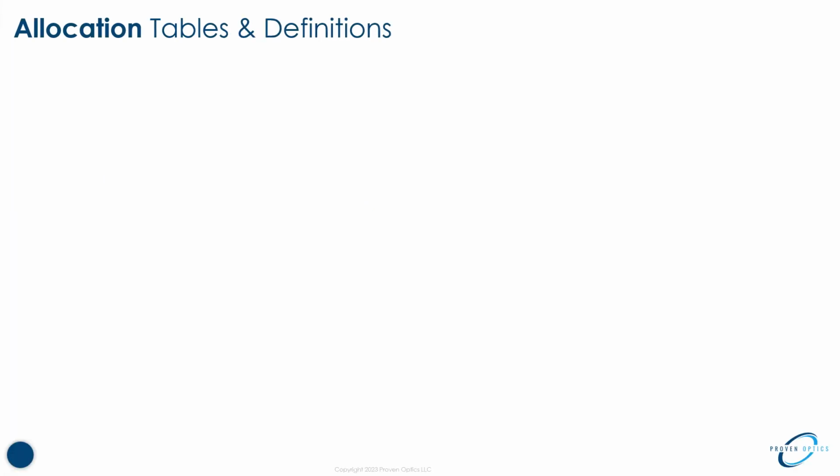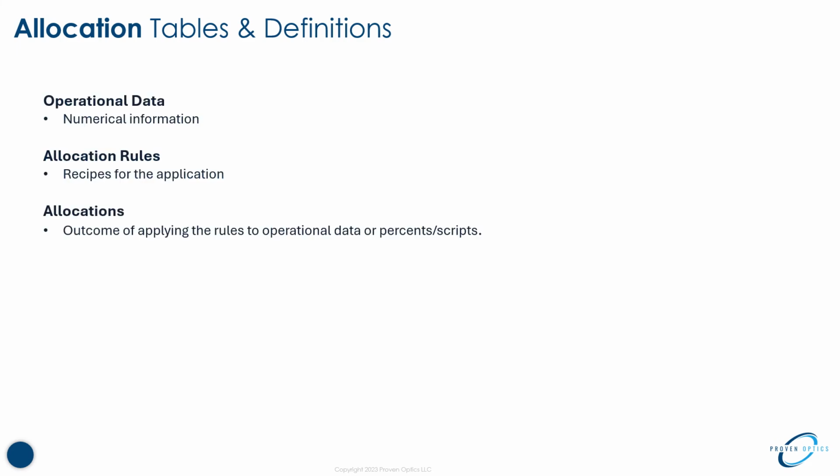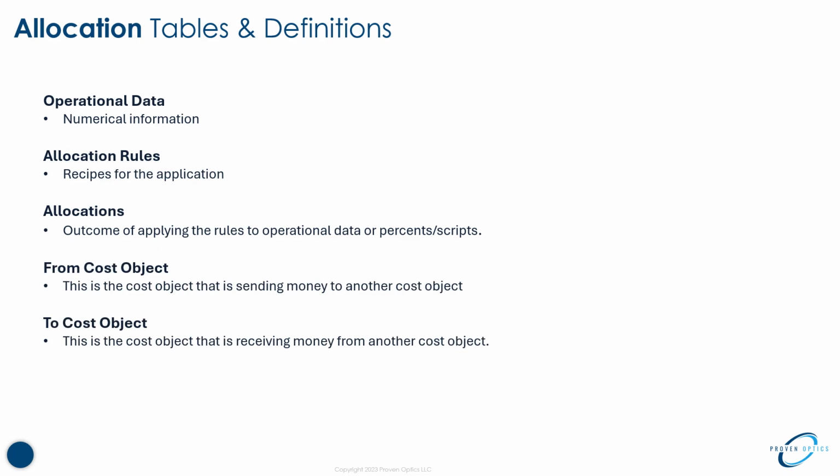First, let's talk about how allocations are structured. Our application uses 3 key tables: operational data, which is the numerical information; allocation rules, which are the recipes for the application; and allocations, the outcome of applying the rules to operational data or percents and scripts. These work together to distribute costs based on specific rules and data inputs. 2 keys to note. The from cost object is where the money is coming from, and the to cost object is where the money is going.